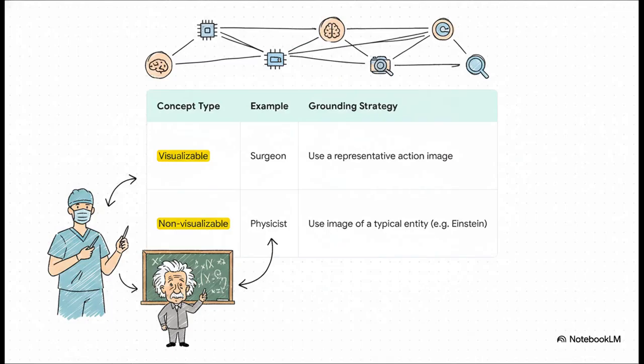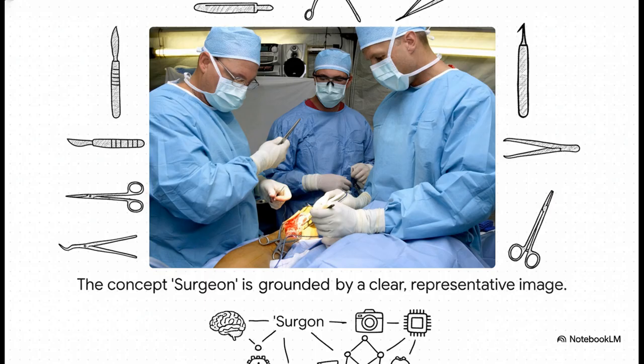And this is the clever workaround. For a concept you can easily visualize, like surgeon, the AI can find tons of clear images of people in operating rooms. But for a non-visualizable concept like physicist, it does something different. It might ground that idea by finding a picture of a really famous, representative example, someone like Albert Einstein. This is a perfect example of a visualizable concept in action. The abstract idea of a surgeon gets grounded by lots and lots of consistent images of people actually performing surgery. It's super clear, direct, and really effective for teaching the AI.